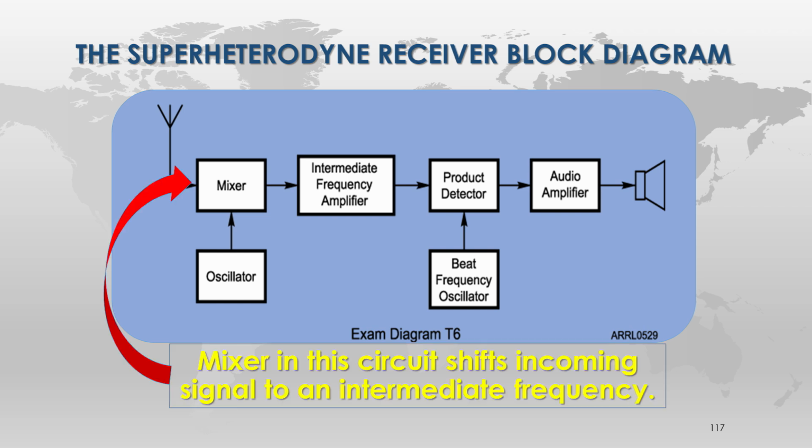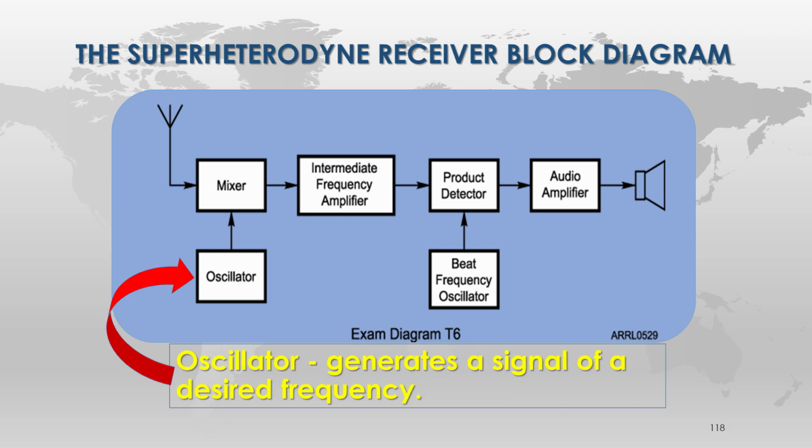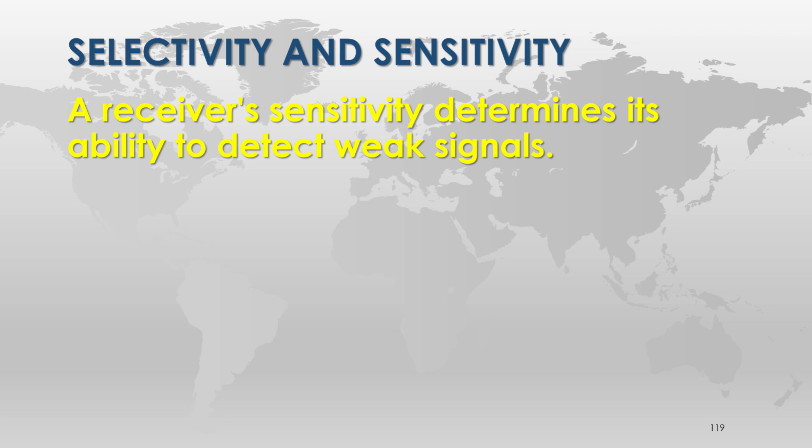Mixer in this circuit shifts the incoming signal to an intermediate frequency. So the mixer is using this oscillator and bumps it up to intermediate frequency. So a mixer in a superheterodyne shifts the incoming signal to an intermediate frequency. That's the question. The oscillator generates a signal of a desired frequency. So this is a set frequency being applied to that mixer.